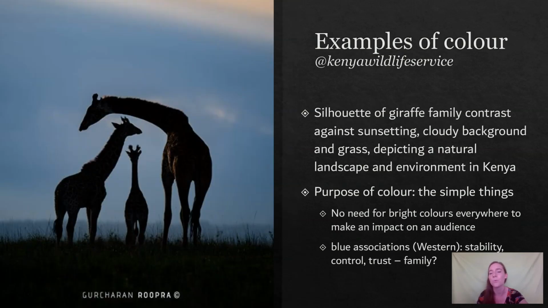Examples of colour. So with this one, we've got the silhouette of the giraffe family, and this contrasts against the sun-setting cloudy background and grass, depicting a natural landscape and environment in Kenya. So this colour, it's not bright, it's not in your face, but it also makes you think about the simple things. So there's no need for bright colours everywhere to make an impact on an audience. The Western blue associations give us the idea of stability, control, and trust, which is exactly what you would expect in a family. So this image perfectly shows that the associations we make can be linked with the content of the image.